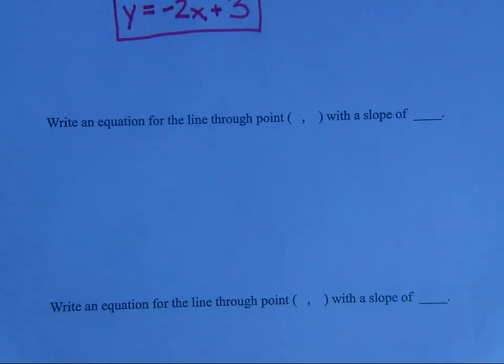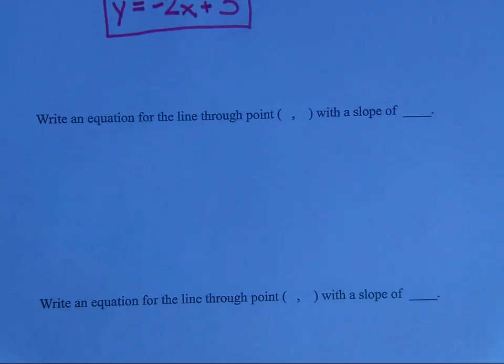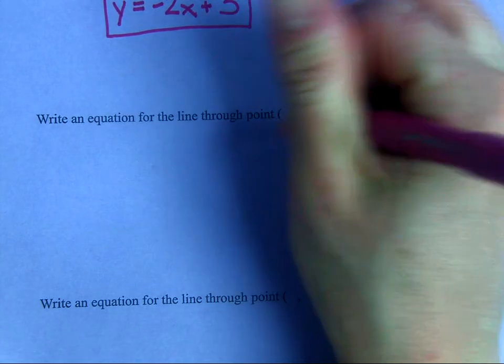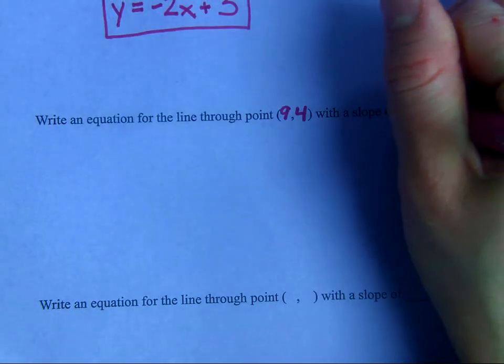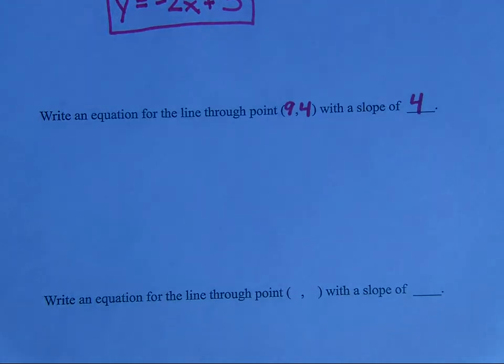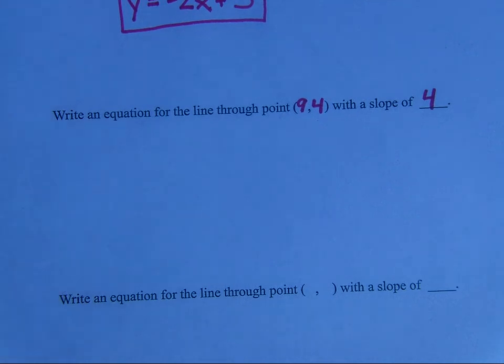So let's look at another one. If you feel like you can try this one on your own, feel free to pause the video and try it on your own first. So we've got (9, 4) with a slope of 4. So I'm going to go through these 4 steps with you one more time, but like I said, if you feel like you can try it on your own, pause the video to do so.